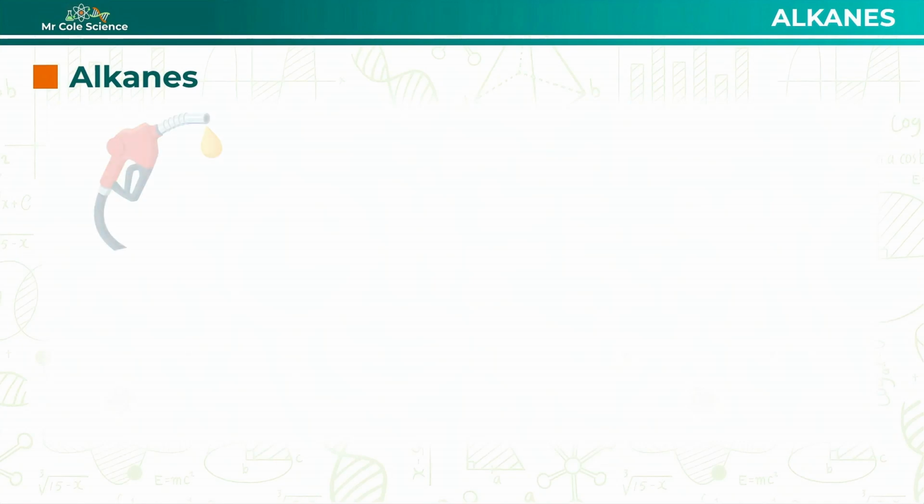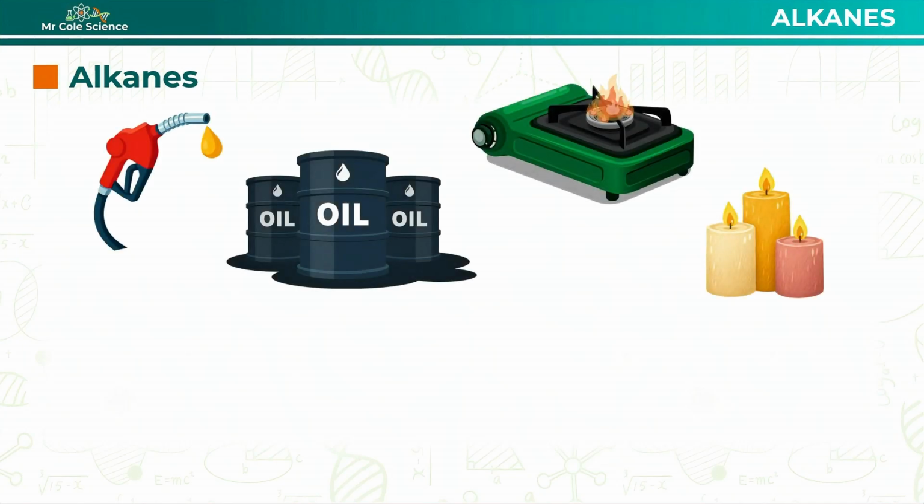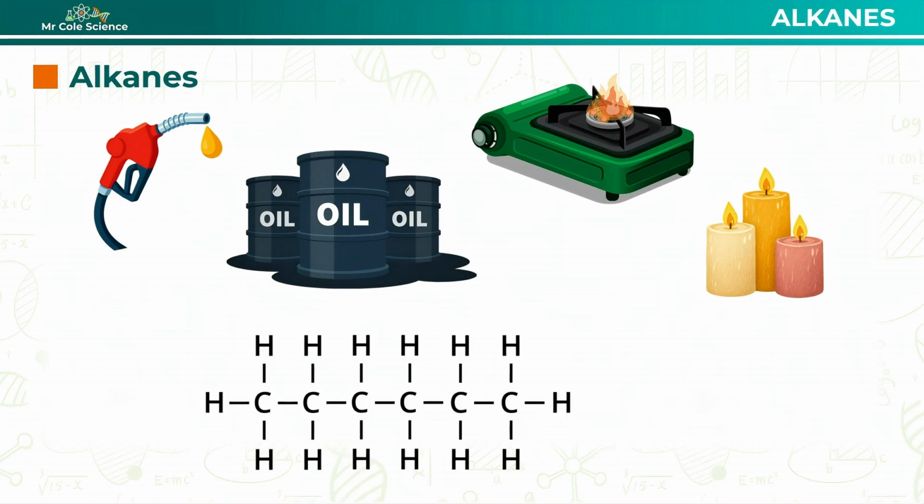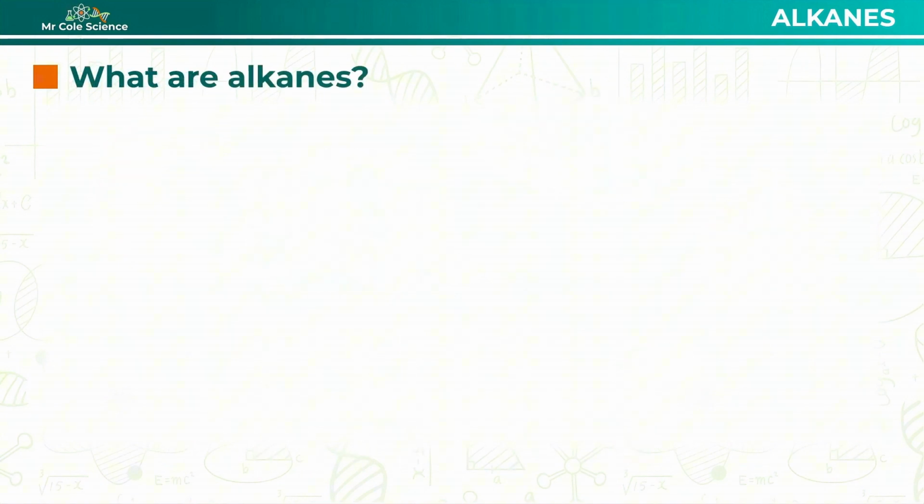Alkanes are found in fuels, crude oil, and many of the materials we use in everyday life. But chemically, they are surprisingly simple molecules. So what is it about their structure that gives them their characteristic properties, but also makes them relatively unreactive? To answer that, in this video we're going to look at what alkanes are and how their structure affects their properties and reactivity. But first, what exactly are alkanes?